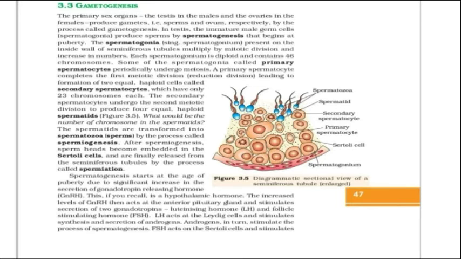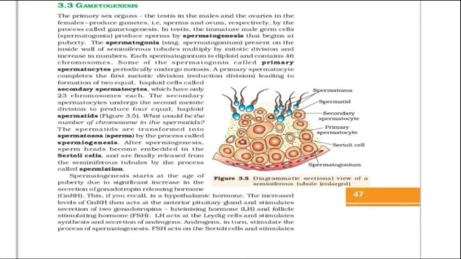Each spermatogonium is diploid and contains 46 chromosomes. Some of the spermatogonia, called primary spermatocytes, periodically undergo meiosis. A primary spermatocyte completes the first meiotic division, also known as reduction division, leading to formation of two equal haploid cells called secondary spermatocytes, which have only 23 chromosomes each. The secondary spermatocytes undergo the second meiotic division to produce four equal haploid spermatids.